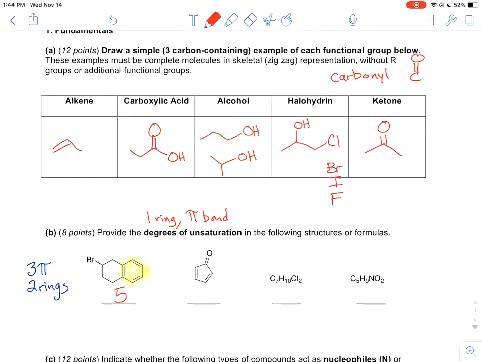And this next one, we have 1 ring and 3 pi bonds. So we have a carbon-carbon double bond, another carbon-carbon double bond, and then a carbon-oxygen double bond. So that's a total of 4.